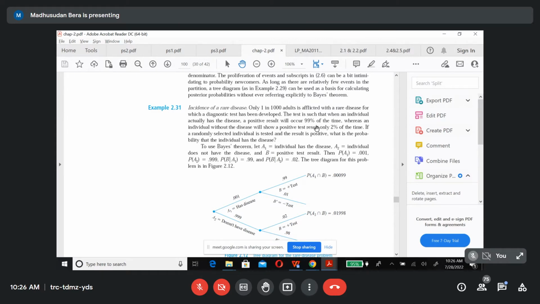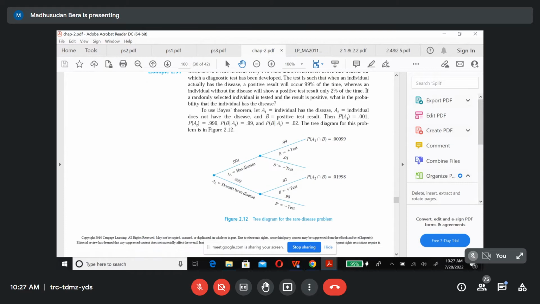Then when the individual has the disease, 99%. Whereas an individual without the disease means the person actually does not have the disease, but the positive test result appears only 2% of the time. So does not have the disease 0.99, 2% positive. So P of B given A2 is 0.02. So P of B given A1 is 0.99, P of B given A2 is 0.02. That is the way it is written.